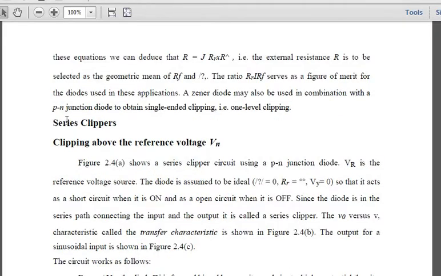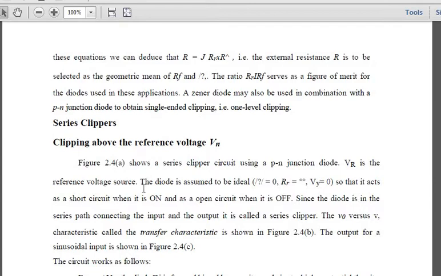So in today's class we are going to see the series clippers. First we'll discuss what a series clipper is and what its figure looks like. Then we'll move on to the next topic, clipping above the reference level and clipping below the reference level in series clipping.